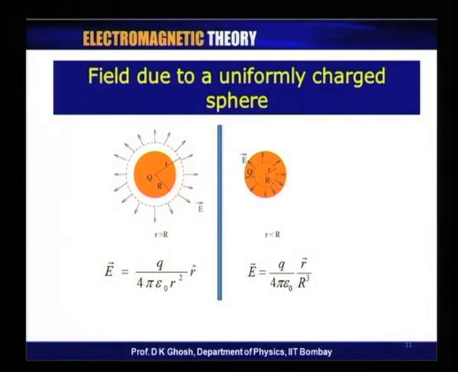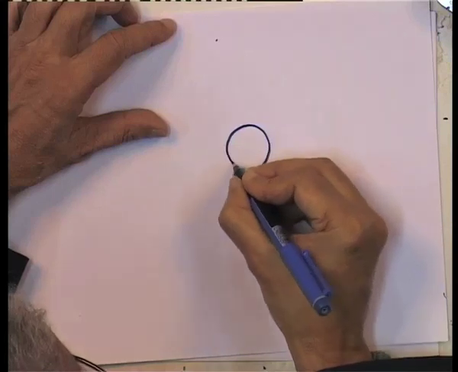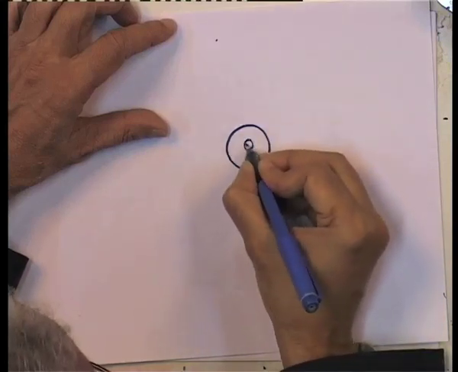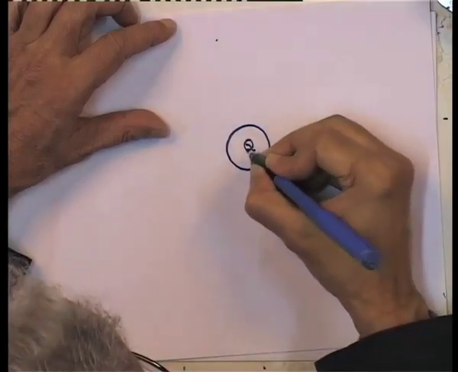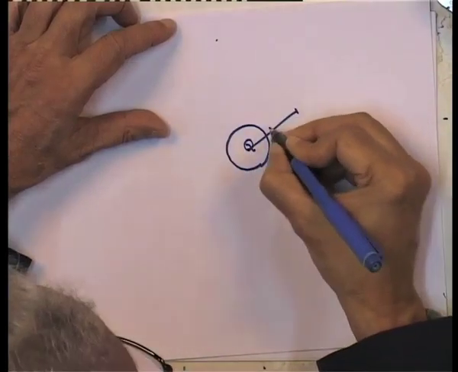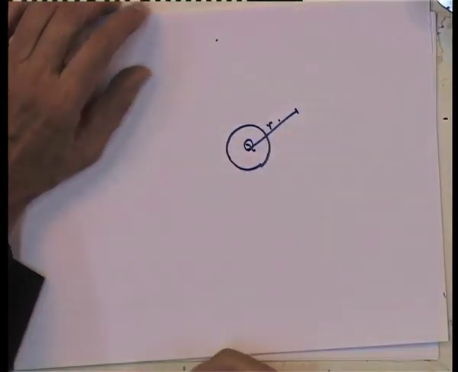Let me come to yet another example. Let me take a uniformly charged sphere containing charge q. Let me illustrate this here. Supposing this is my sphere containing a charge q, and I am interested in finding out the field at a distance r from the center.